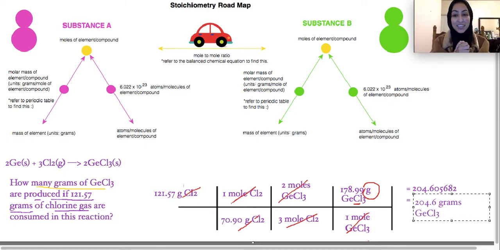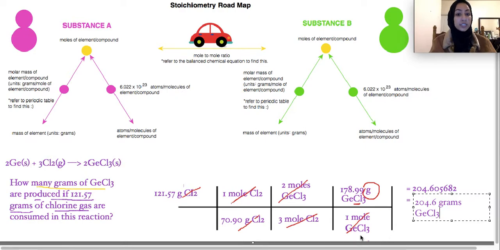And that's all. So what did I do in this problem? Well, I started with what I knew, which was 121.57 grams of chlorine. So I started right here. To move up, I put down the molar mass. So I put down 70.90 grams of chlorine, and that's equal to 1 mole of chlorine. Again, I'm working diagonally, and I'm going to write down the same units that I have here. So I end up right here, and in order to cross the bridge, I need to refer to my balanced chemical equation. So I ask myself, how many chlorines do I have per germanium chlorides?